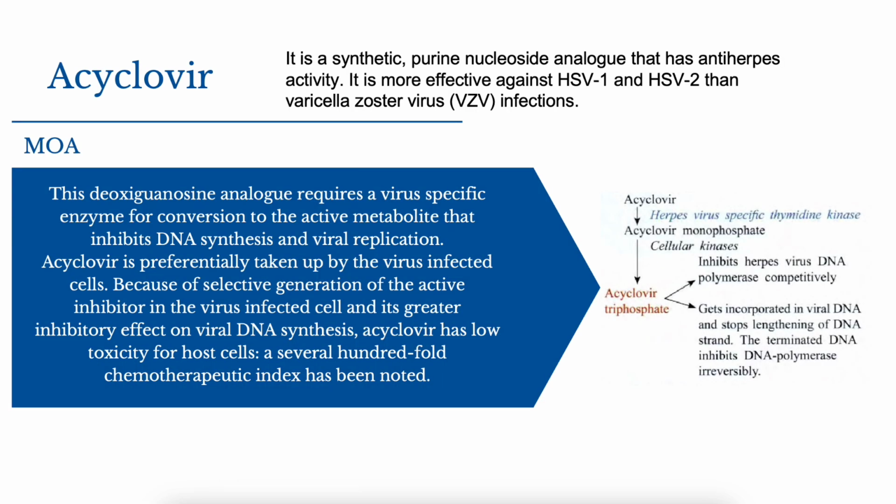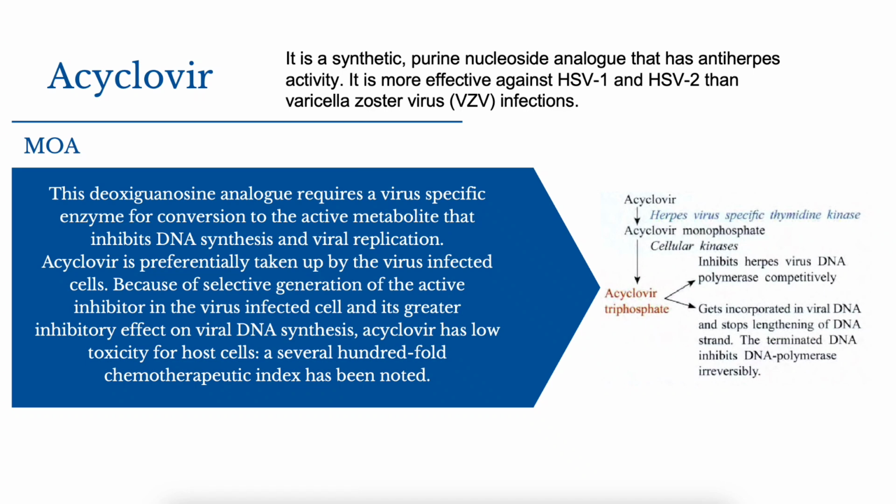Okay, so now let's discuss a very important antiviral agent, acyclovir. It is a synthetic purine nucleoside analog that has anti-herpes activity. It is more effective against herpes simplex virus 1 and herpes simplex virus 2 than Varicella zoster virus infections. The mechanism of action of acyclovir is that it inhibits herpes virus DNA polymerase competitively, and it gets incorporated into the viral DNA and stops lengthening of the DNA strand. The terminated DNA inhibits DNA polymerase irreversibly.